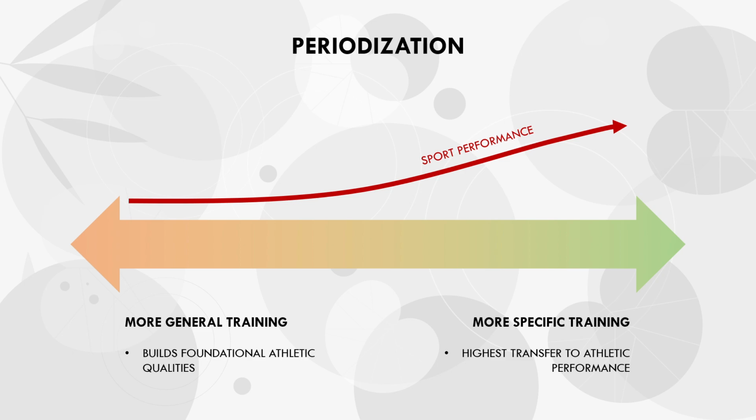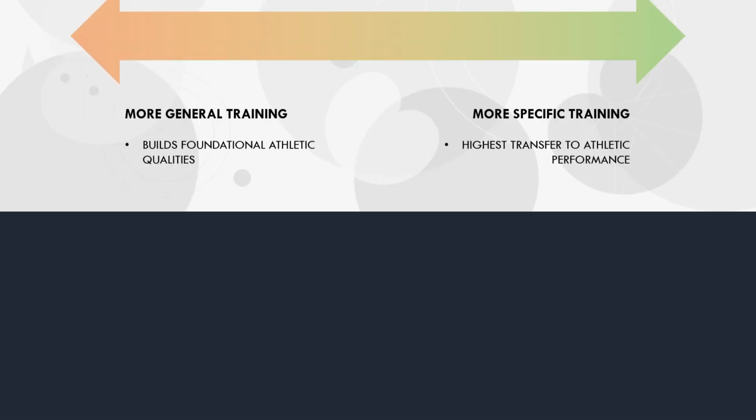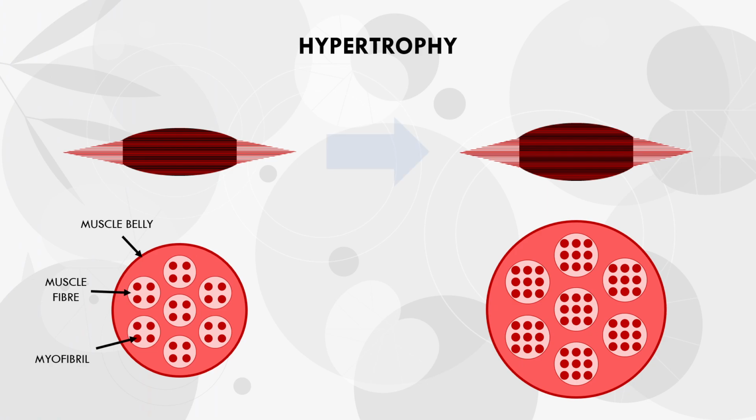Before we can explore if periodization is important to maximize muscle growth, we first need to understand what hypertrophy is. Hypertrophy essentially refers to an increase in muscle size. We won't go into the detail of the specific types of hypertrophy, we just need to understand that hypertrophy is an increase in muscle size.